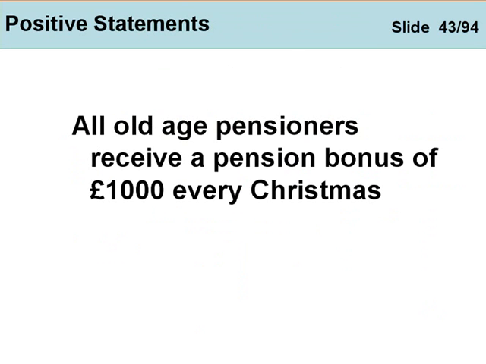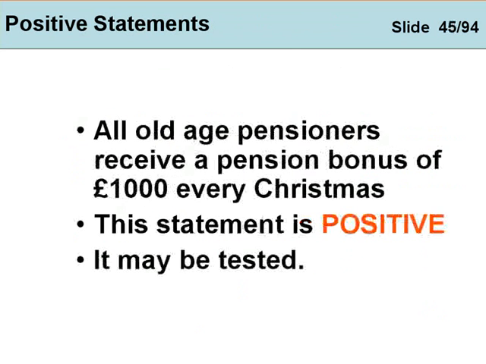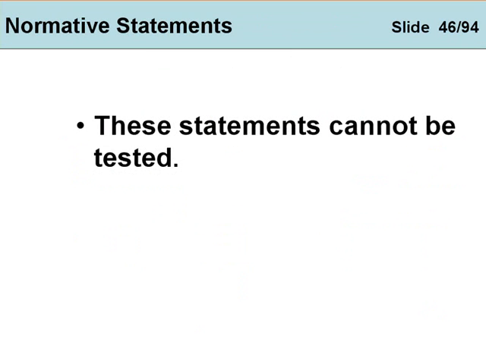We can test it by looking at the facts. As it turns out, that's not true. It's a false statement. It's false, but positive. The statement is positive, and it's positive because it may be tested. Any statement that can be tested against facts is a positive statement. The alternative to positive statements are what's known as normative statements. These can't be tested.